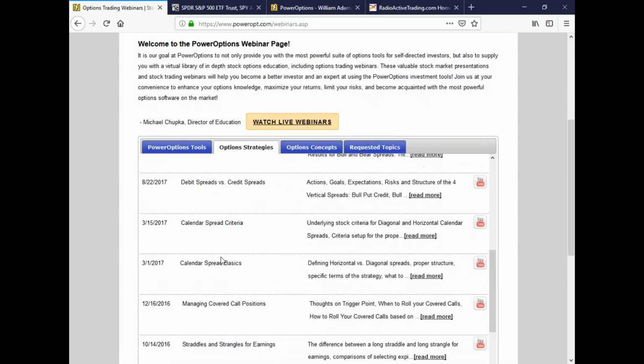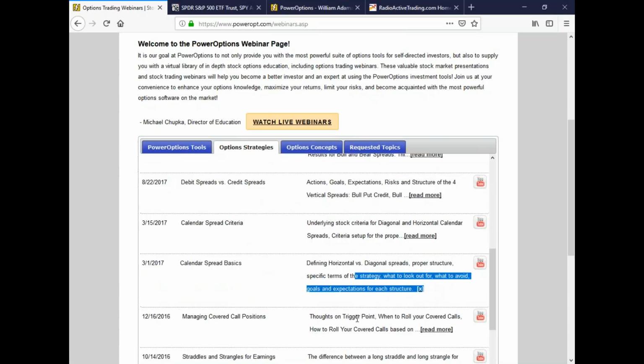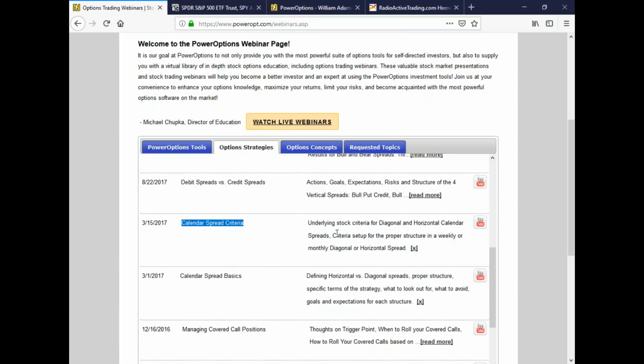And from two years ago, my apologies, calendar spread basics, defining horizontal versus diagonal, proper structure, specific terms, what to look out for, avoid, goals and expectations for each structure. What's a horizontal? A same strike spread. More like a butterfly, something I don't do. I do the diagonals, Robert, as you mentioned, to mimic a covered call, but I just don't like the term poor man's covered call.